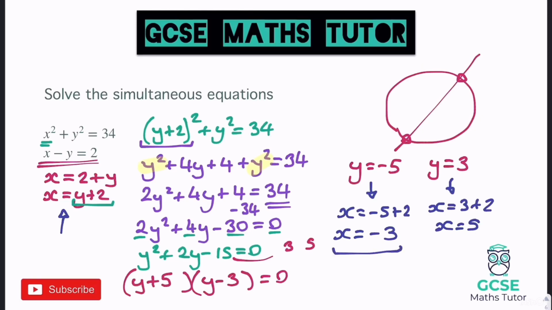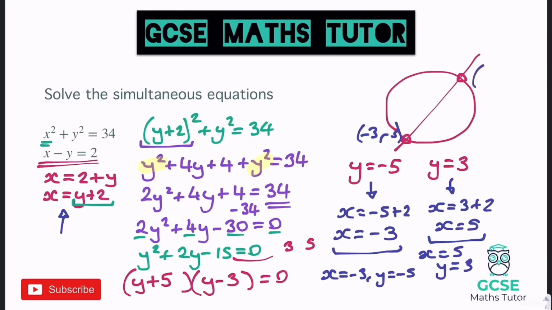There you go, so you've got your two solutions and they're written in pairs there. We've got our first solution here, x equals negative 3, y equals negative 5. And we've got our second solution over here, x equals 5 and y equals 3. Okay, so there would be coordinates there. If we think back to this graph, it might be that this coordinate where it crosses over is negative 3, negative 5, and this coordinate up here is 5, 3. So that's what it represents when we're solving these simultaneous equations.